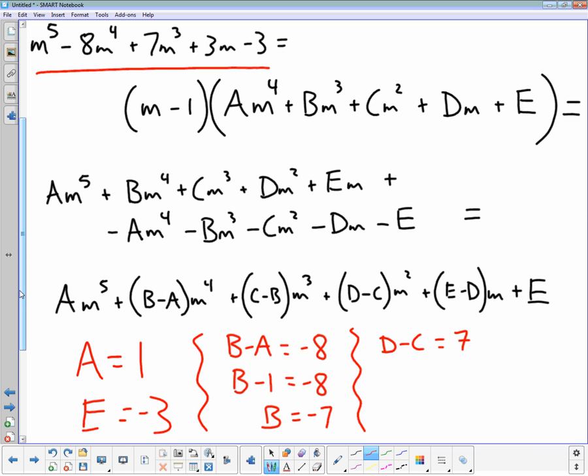Oh, wait, sorry. I skipped one. It should be minus e, shouldn't it? Good catch. So now I know that e is equal to 3. Thank you. Go ahead and find my C and D. All you really need now are C and D, so go ahead and find those two.